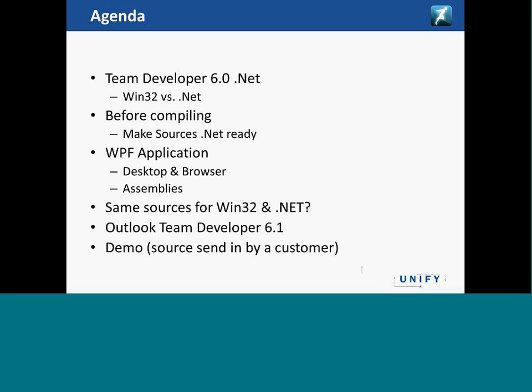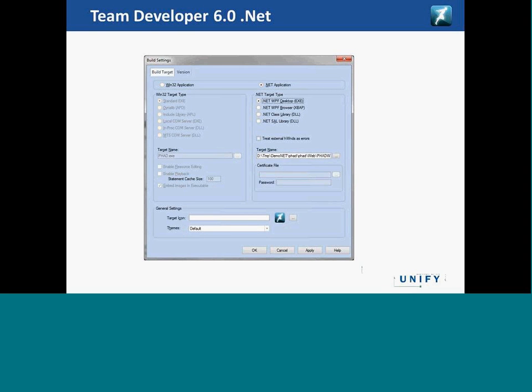So this is the build targets of Team Developer 6.0 .NET. I don't know if you have already all the add-ons, and if you have a license, you will see on the right side the .NET build targets. At the moment, it's pretty simple. On the left side, these are the old technology, and you can now use the .NET application build targets. For example, you switch on the build target type WPF desktop, and if you compile something, you should get an executable which is running on MSIL.